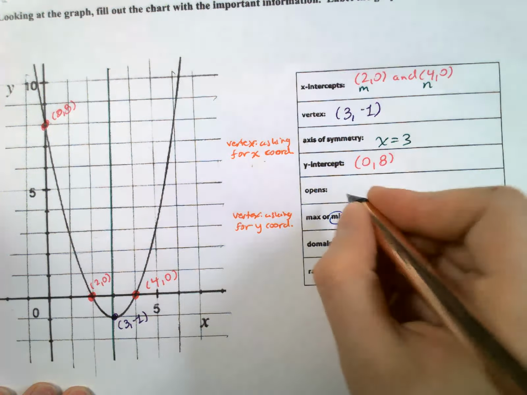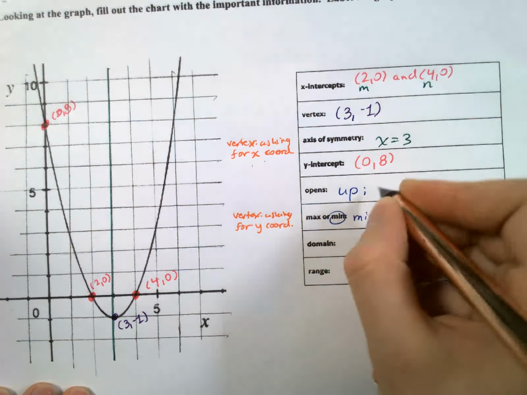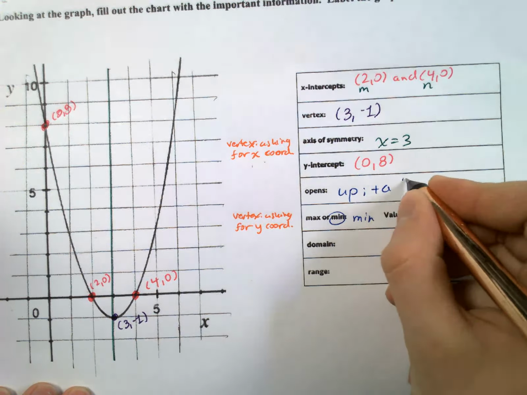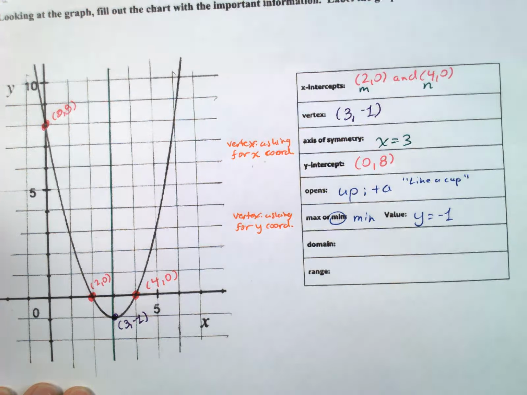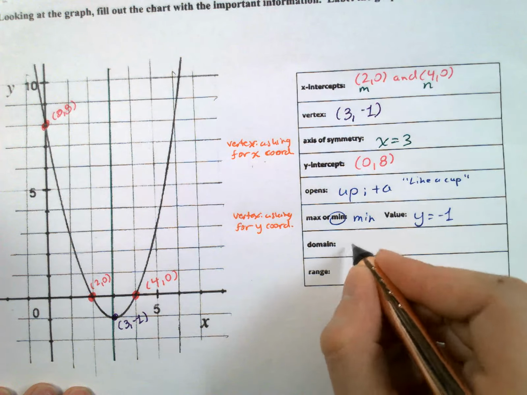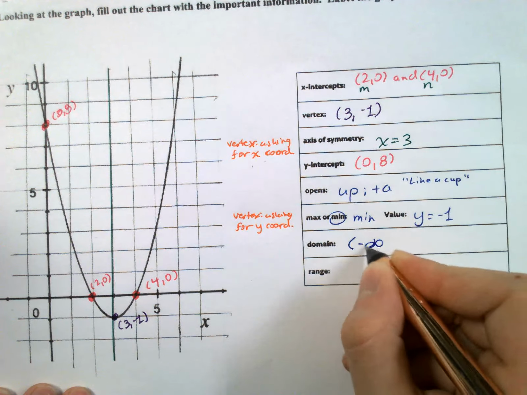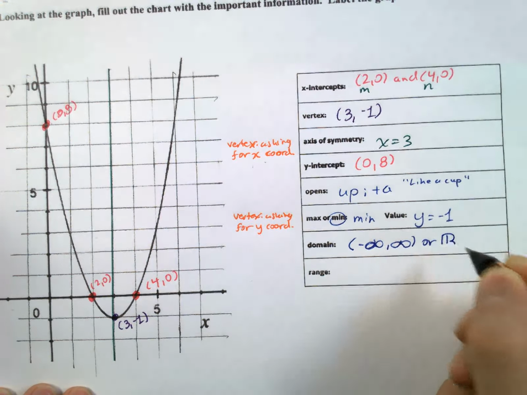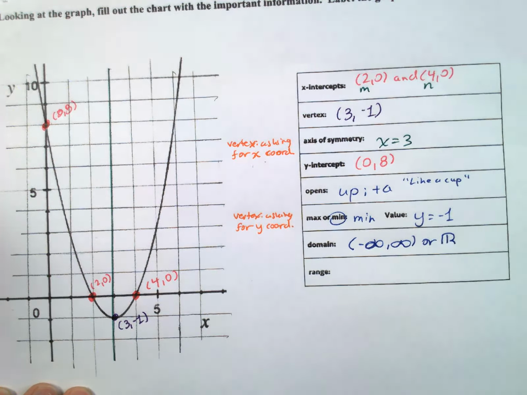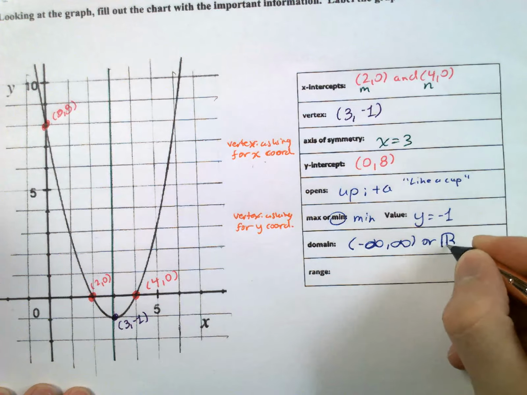Of course, we also know that it opens up like a cup. Positive a. And we know our domain is always what? Yep, negative infinity to positive infinity, or all real numbers. The crazy looking R. Good stuff.